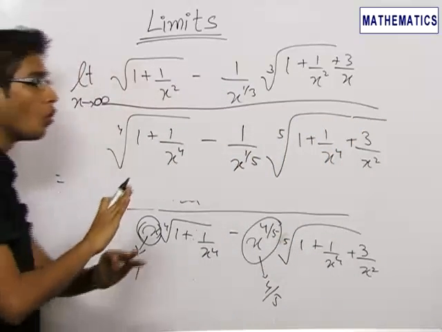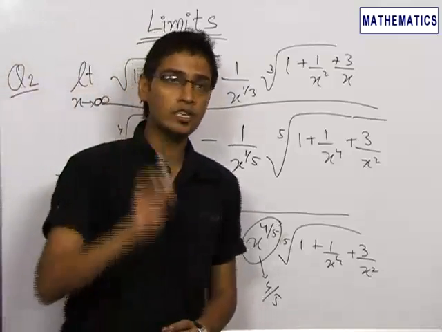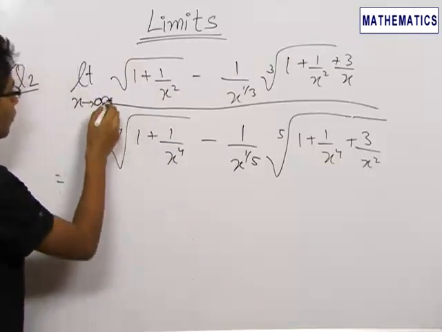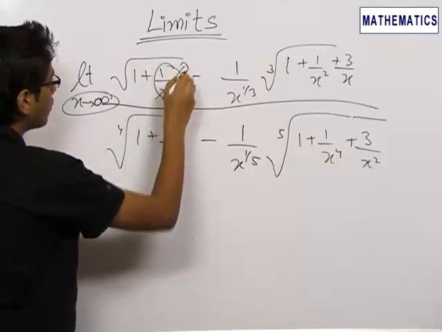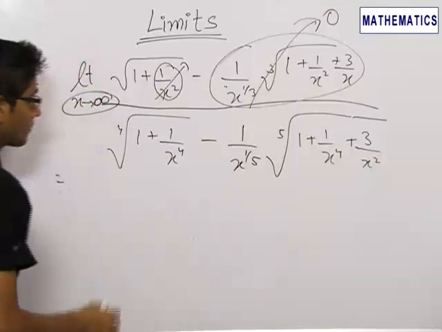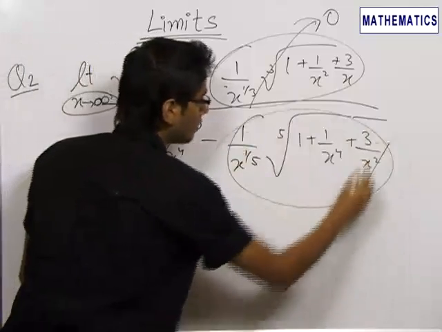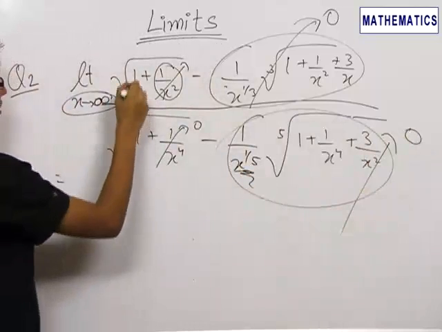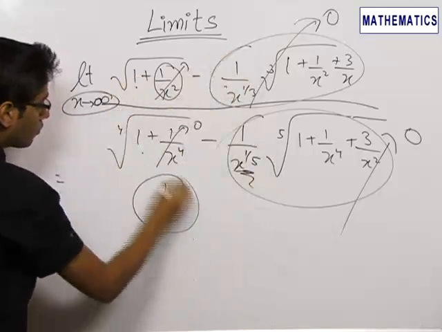Now we can see the whole question of ours has been converted into terms which are 1 upon x power a positive quantity. So we can very clearly now put x tending to infinity. On putting x tending to infinity, this becomes 0. This whole term becomes 0 because of this term. This term becomes 0 again, and this whole term becomes equal to 0 because of this term. So our final answer is 1 minus 0 upon 1 minus 0, which is equal to 1.